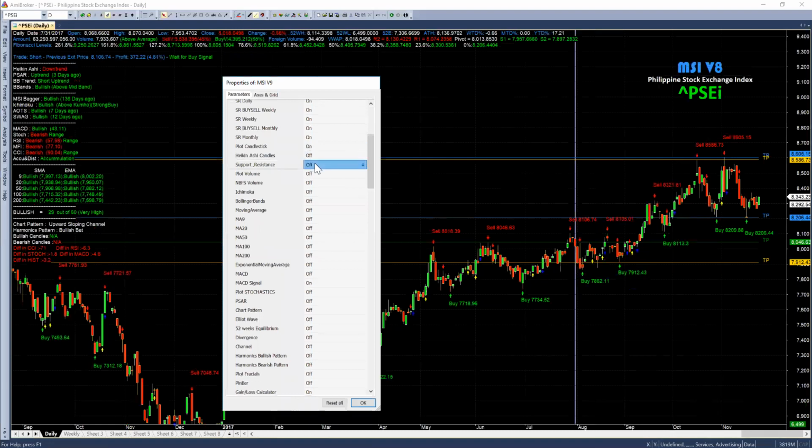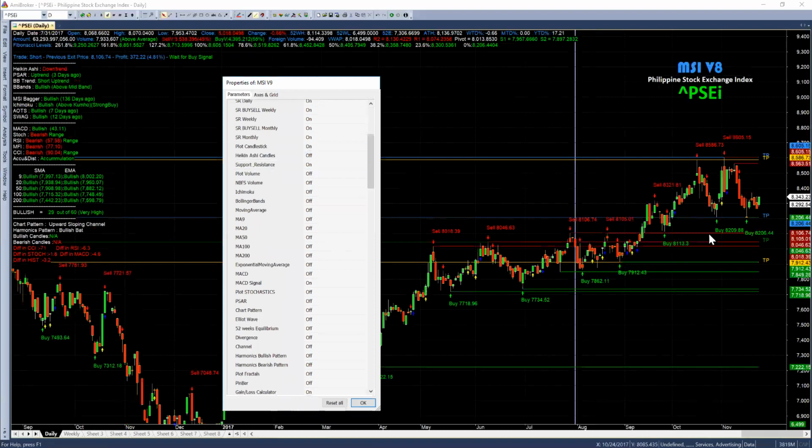Then we have some more additional support and resistance levels. Okay, any lines below the price will be your support, and above it will be your resistance.